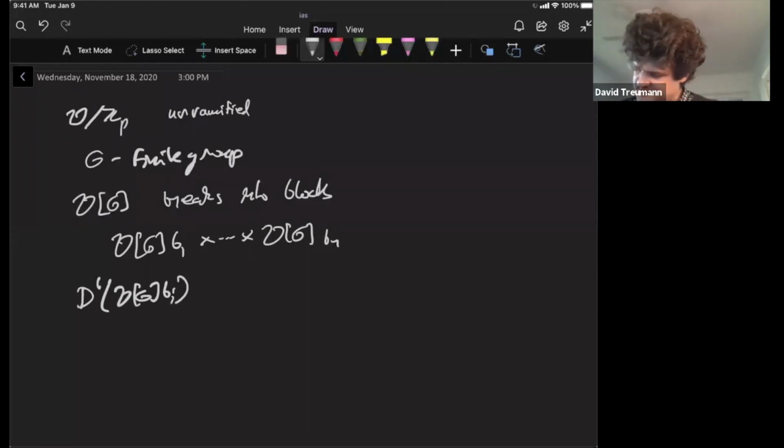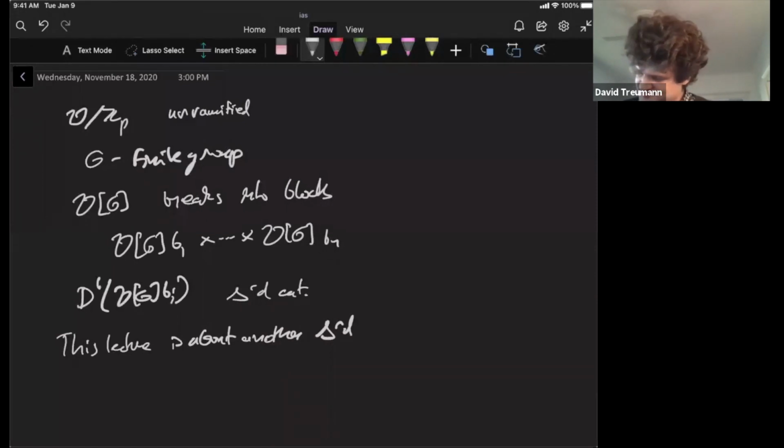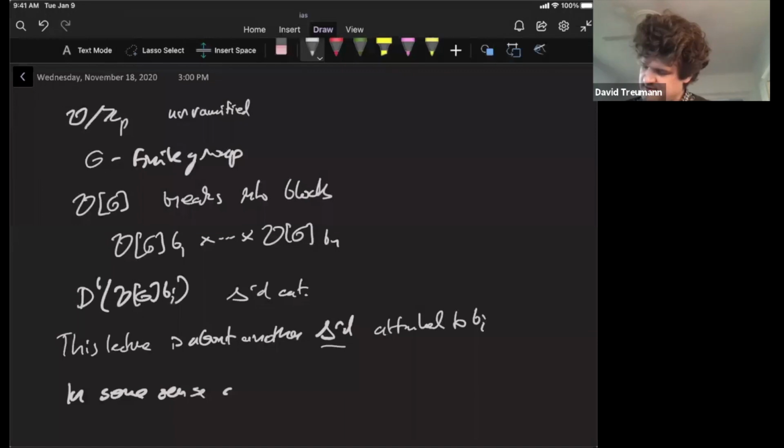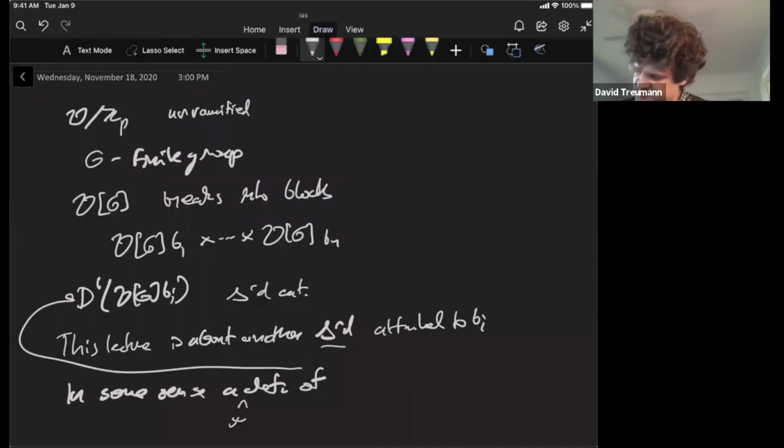And this lecture is about another triangulated category, triangulated for short, attached to this block. And in some sense, it's a deformation of this one. In some sense, it's a smooth deformation of it.